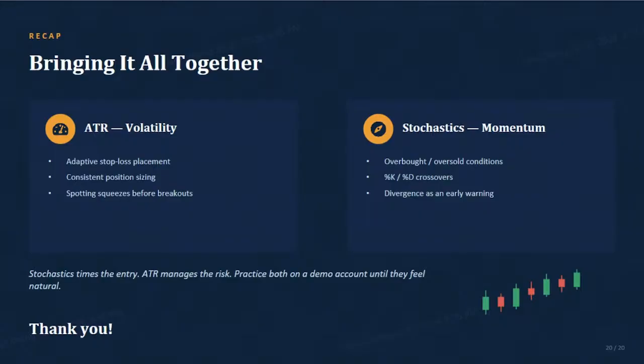My honest advice as you go practice this: start on a demo account, pull up a chart, add both indicators, and just watch them for a while before you act on anything. Get comfortable recognizing the patterns we talked about today: oversold crossovers, divergence, ATR squeezes, in real time, at your own pace, with no money on the line.